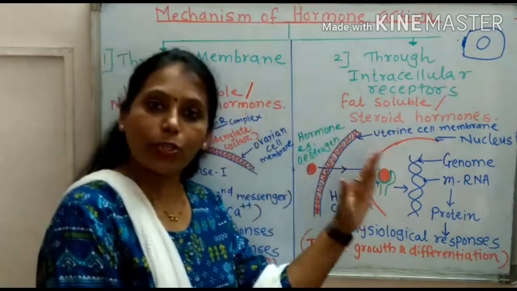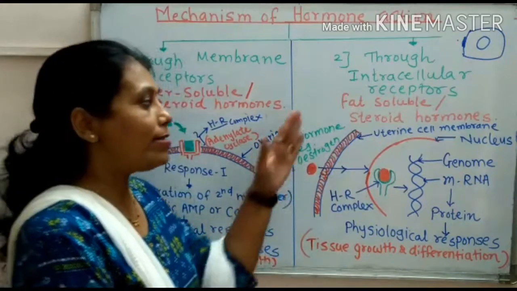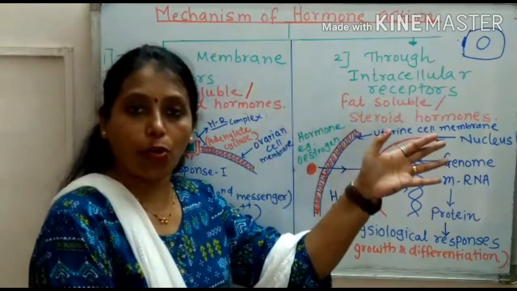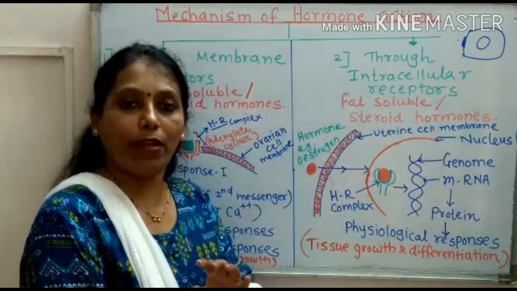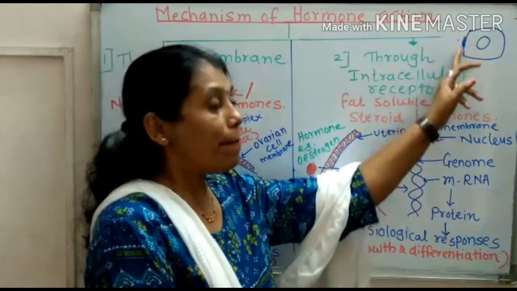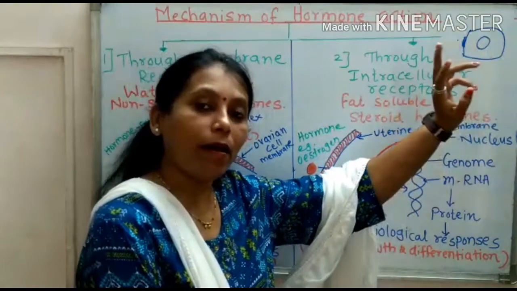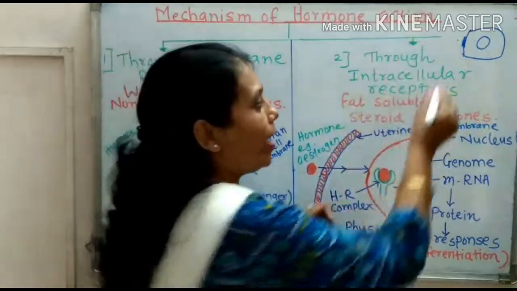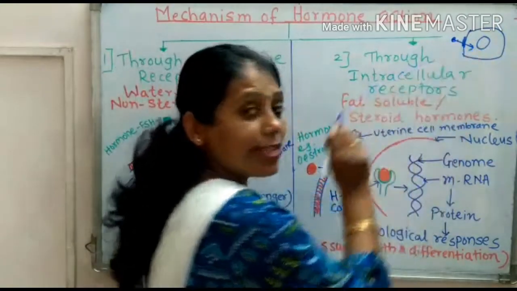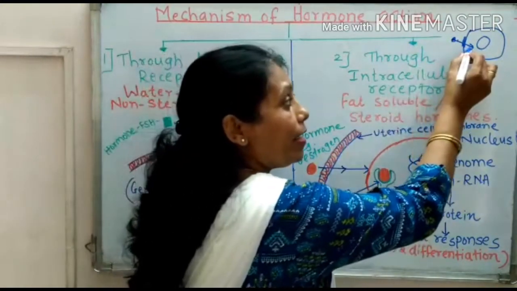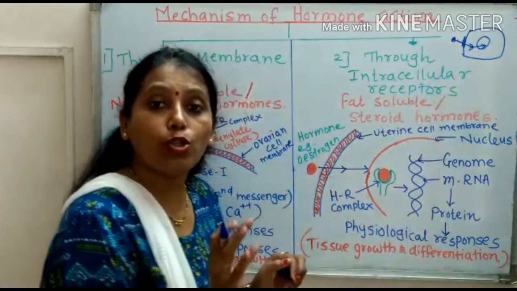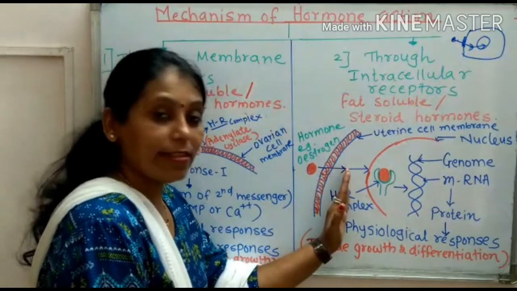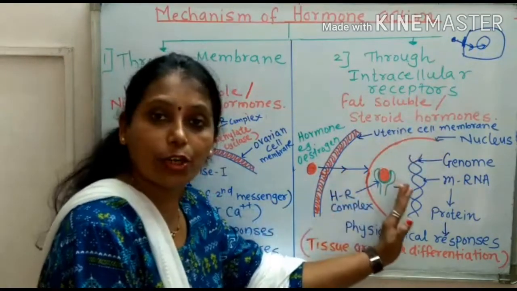Now come to fat soluble hormones. They are also called steroid hormones. The characteristic of these steroid hormones is that they are lipid soluble, and we know that the cell membrane is a bilipid layer. So easily these hormones get entry inside the cell. They get entry inside the nucleus also. Here this is the cell membrane, here this is the cytoplasm and this is the structure of the nucleus.